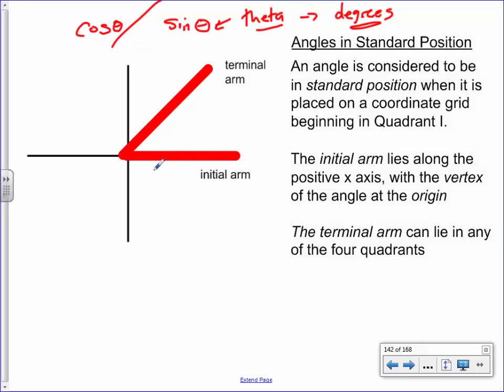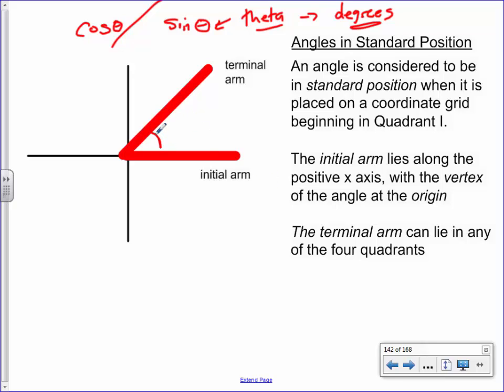Whenever we want to talk about an angle, we sometimes put it on a grid, like an XY coordinate plane. We always put one side of the triangle along the x-axis, and then the other arm can go wherever it wants. We call that a terminal arm. Do you recall this from last year a little bit? This is known as being in standard position.